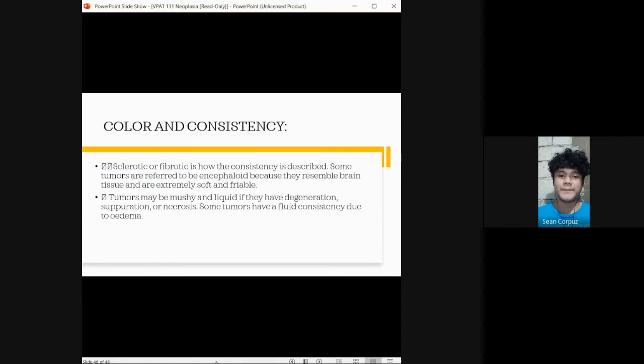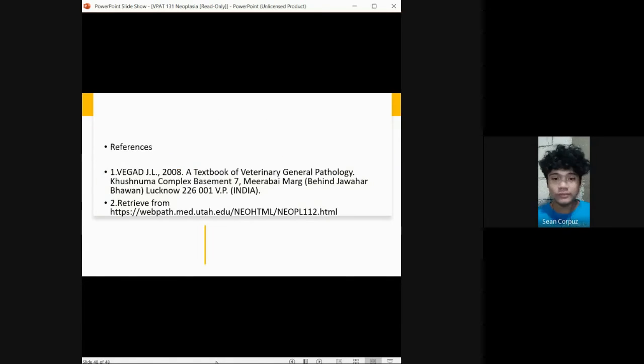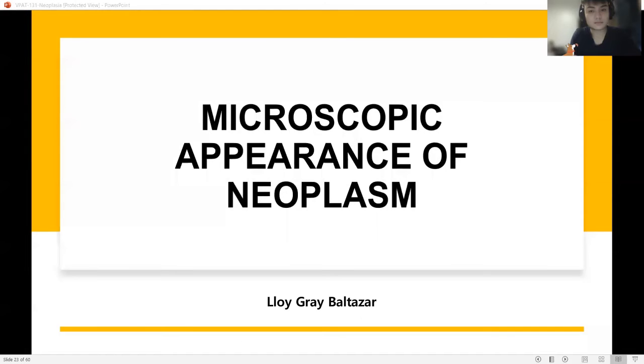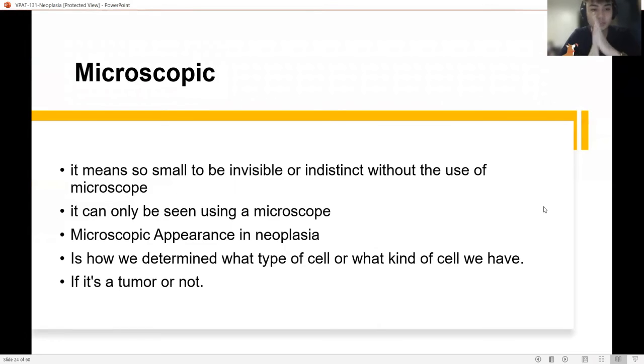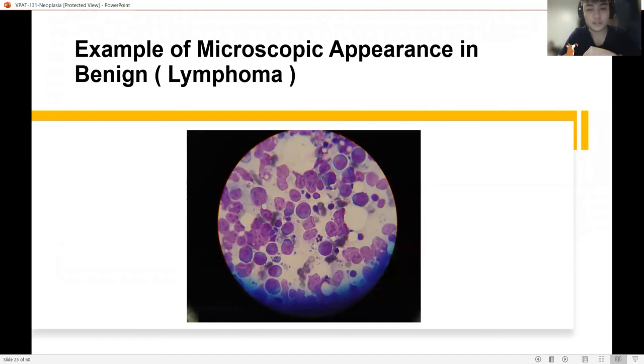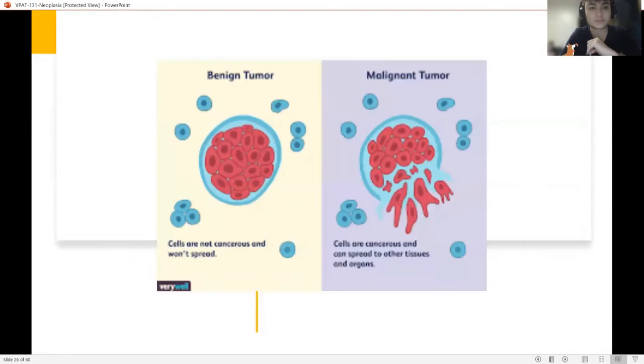Next. Microscopic appearance of neoplasm. When we say microscopic, it means so small as to be invisible or indistinct without the use of a microscope. So in short, it can only be seen using a microscope. And here's an example of microscopic appearance in neoplasm. For example, in benign, the case here is lymphoma. That's what we can see inside our microscope.